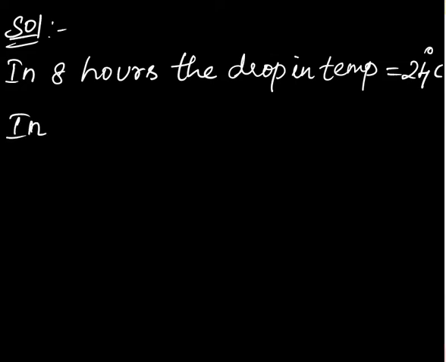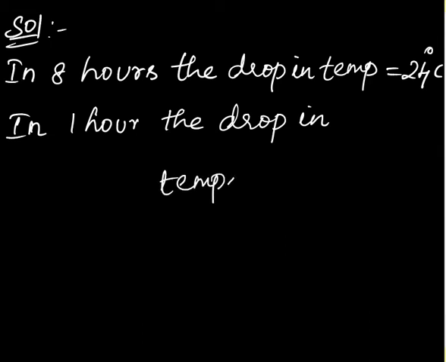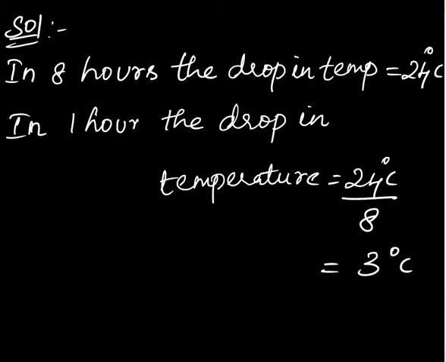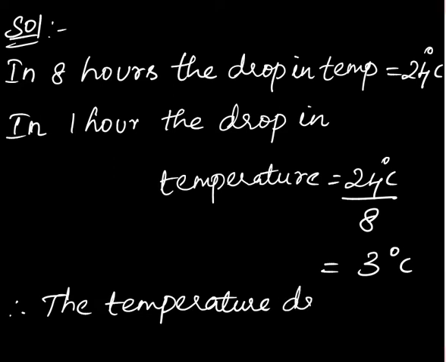So in 1 hour, the drop in temperature is equal to 24 degrees Celsius divided by 8. So the answer is 3 degrees Celsius. So therefore, the temperature dropped 3 degrees Celsius every hour.